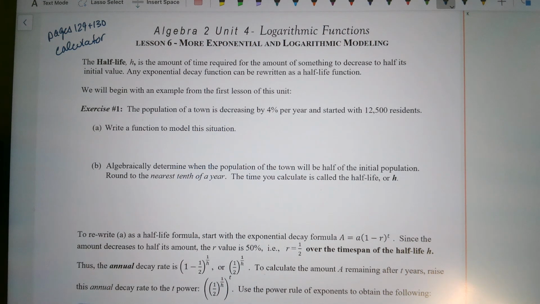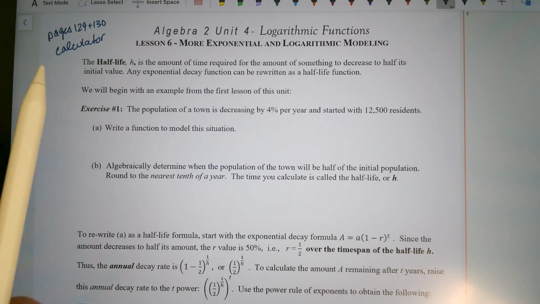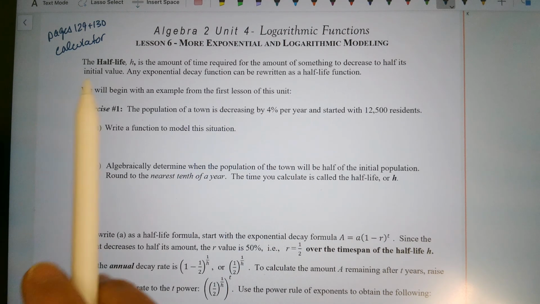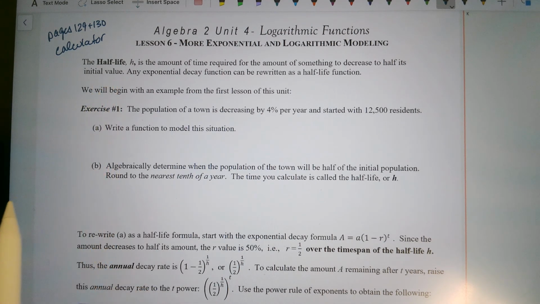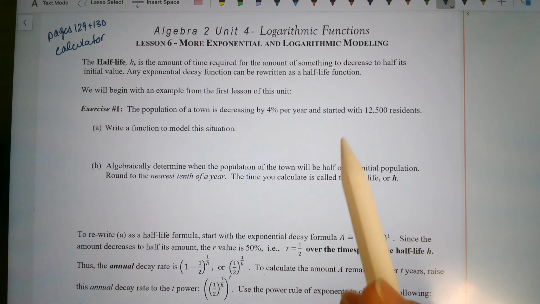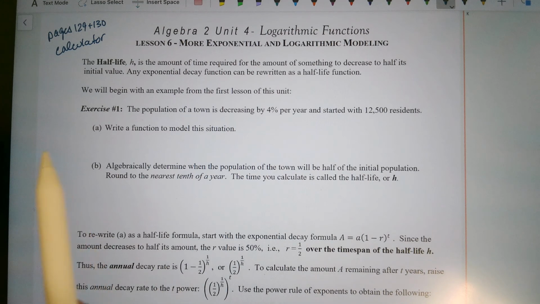We're on pages 129 and 130. We'll be looking at more exponential and logarithmic modeling, in particular looking at a half-life formula today. Make sure you have your calculator. The half-life, lowercase h, is the amount of time required for the amount of something to decrease to half its initial value. And the exponential decay function can be written as a half-life function.